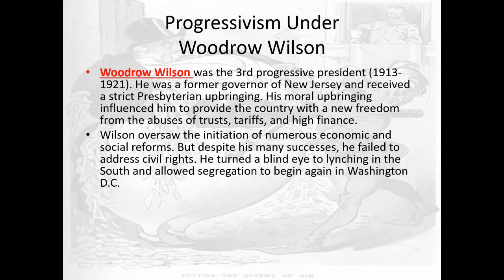Wilson oversaw the initiation of numerous economic and social reforms, but he didn't succeed in everything. He failed to address civil rights. He turned a blind eye to lynching in the South. He allowed segregation to begin again in Washington, D.C. We have things going on during his administration, which are very terrible for blacks and minorities in the country, and he doesn't really try to stop it at all.